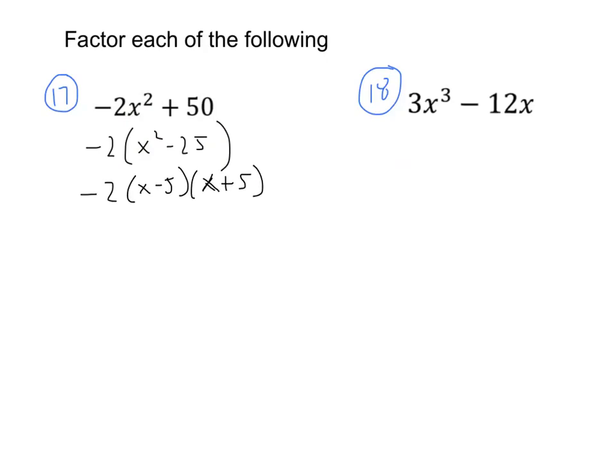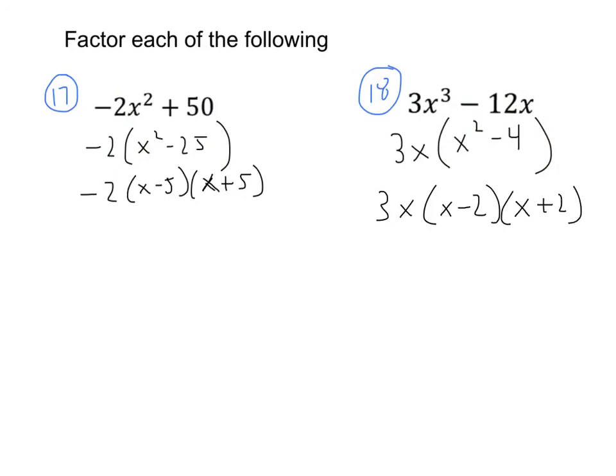All right, I'd like you to do this last one. See if you can factor this one. All right, let's see what you got. This one, first thing I would do is factor out the greatest common factor, which in this case is going to be 3x. If you factor out 3x, you're left with x squared minus 4. And then it turns out this can be factored with the difference of squares pattern. So we have 3x times x minus 2 times x plus 2. And that would be the fully factored answer.